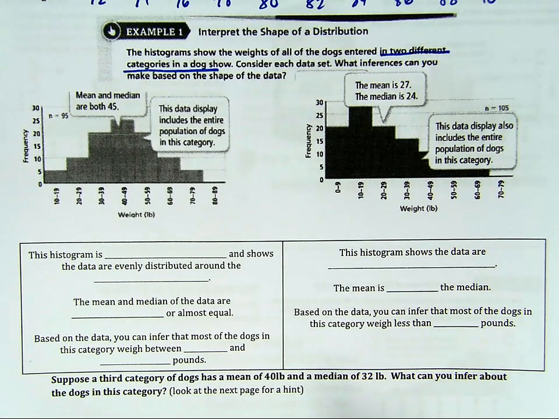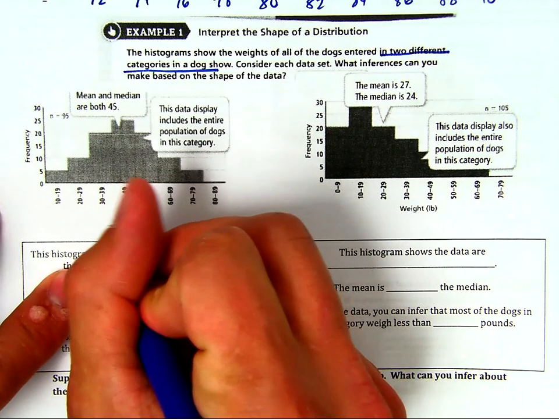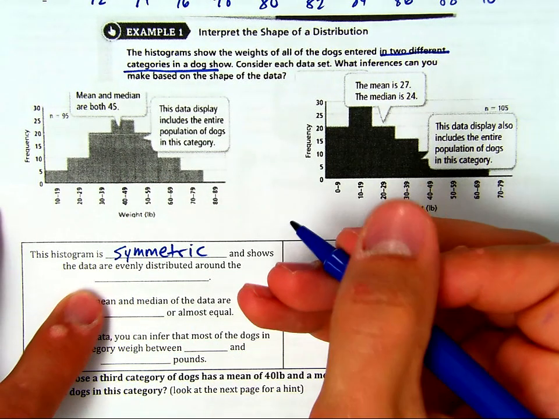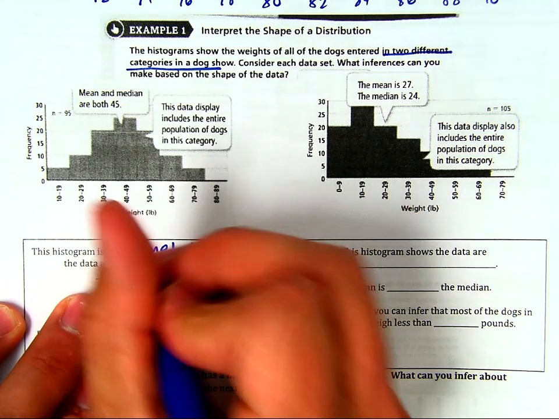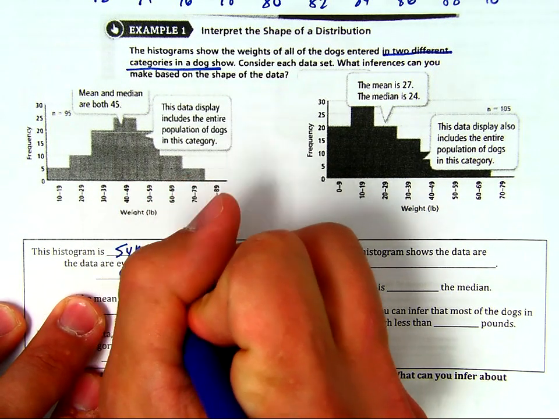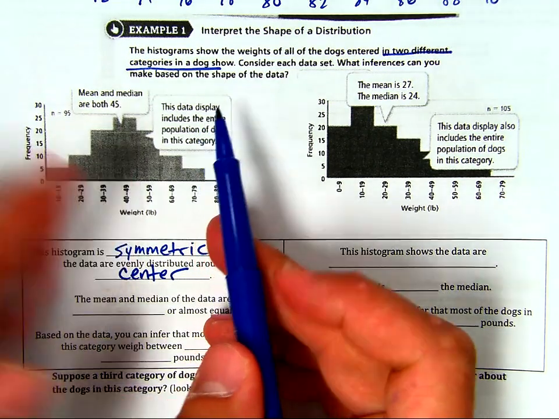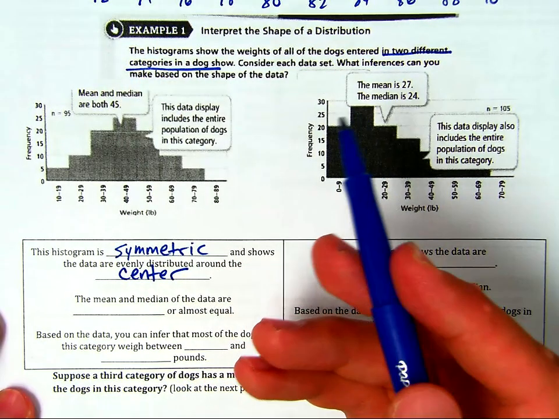The first one, we say that this histogram is symmetric. It shows that the data are evenly distributed around the center. We can see here that if we were to fold this over, it would fold right on top of each other.